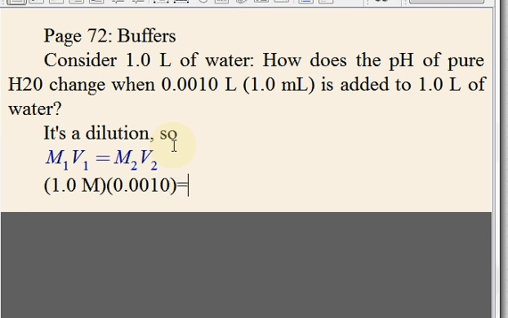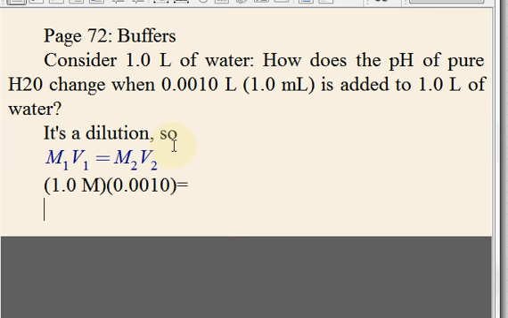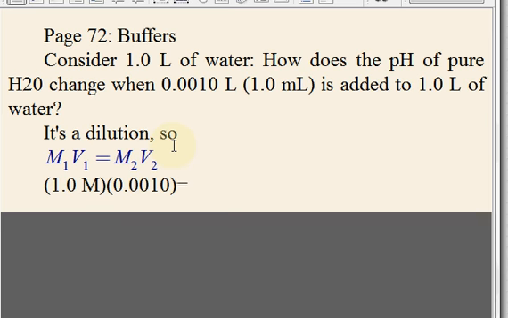So we don't know the molarity of the water. So that's what we're looking for after mixing. They gave us the liters, which is 1.0. Right, and really it's 1.001 because you should add them, but that doesn't matter too much.